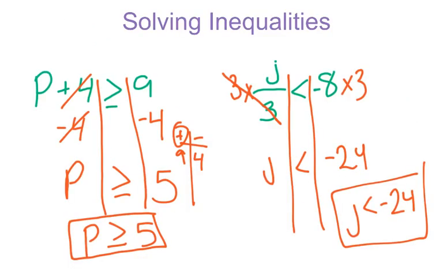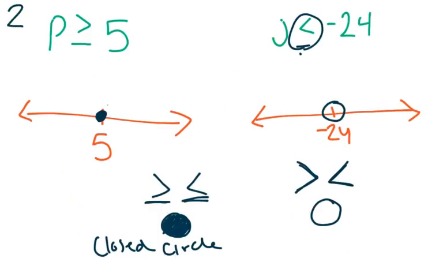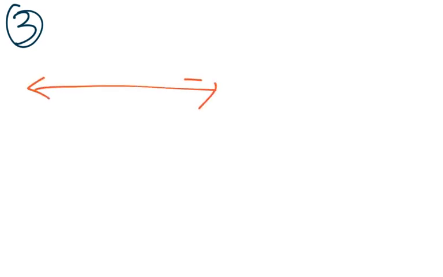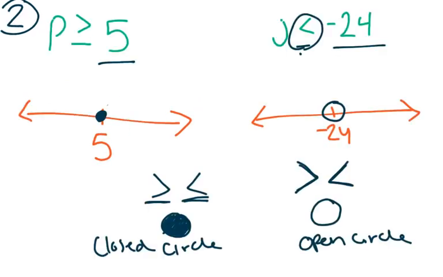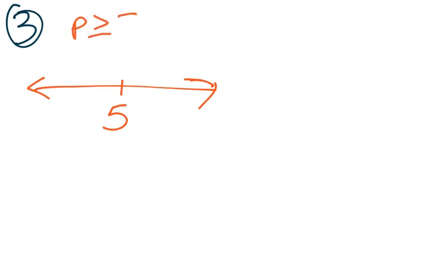So I have step 1, solve your inequality. Step 2, decide on the type of circle. Are you going to have a closed circle or are you going to have an open circle? Put your circle at the number from your solution set on your number line. Step 3. Now it's time to pick points to check from your inequality solution set. So we had p is greater than or equal to 5.